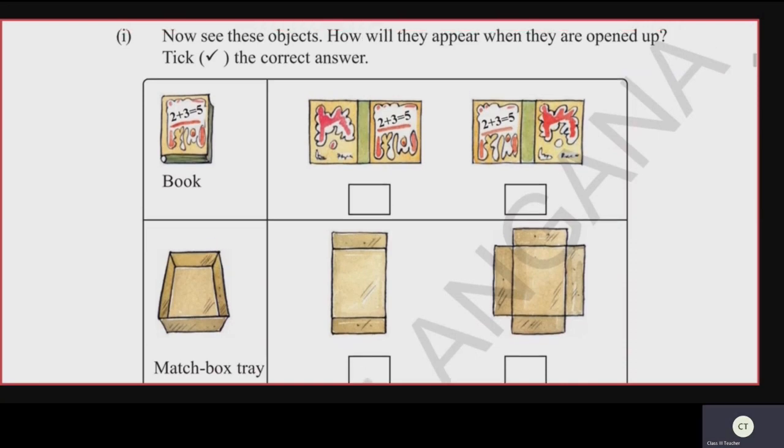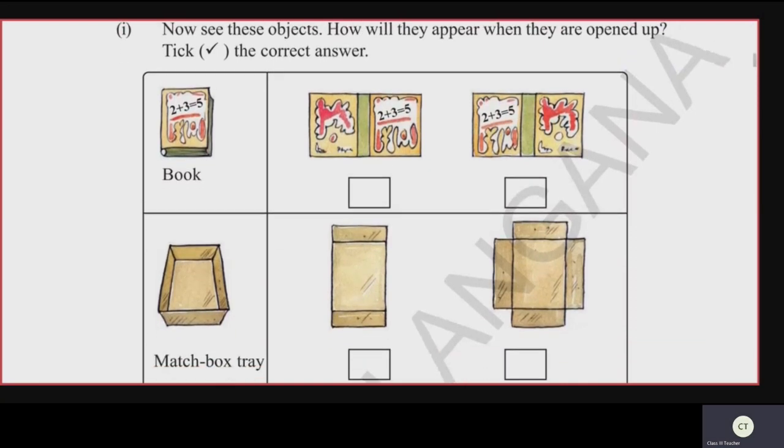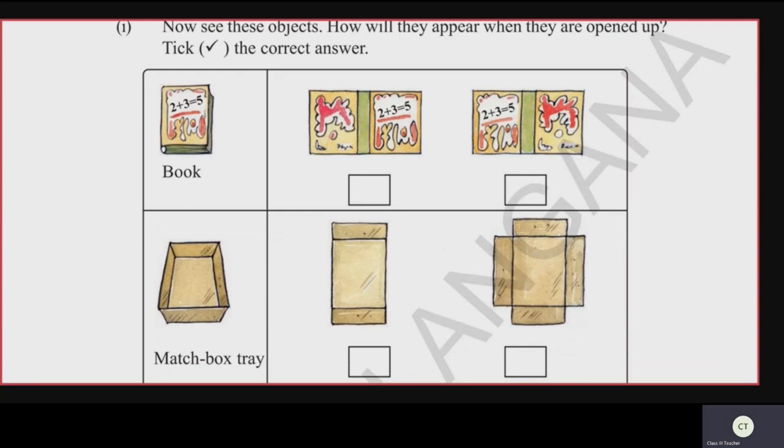Okay, tell me. In the first box, should I put a tick mark, or in the second box? In the first box only 2 sides are open, but in the second picture 4 sides are open. When you cut along its outer edges, 4 sides will open. So the second picture is the right answer.